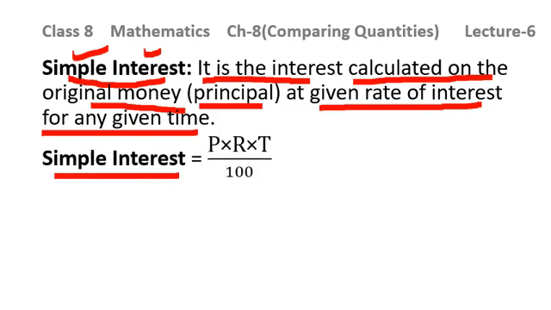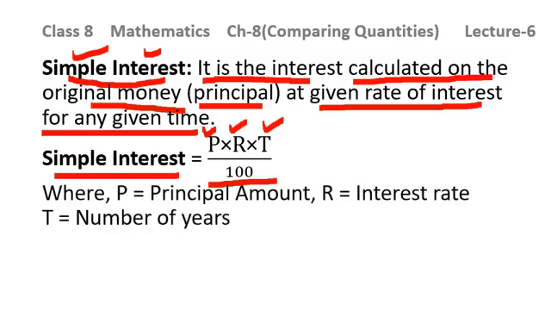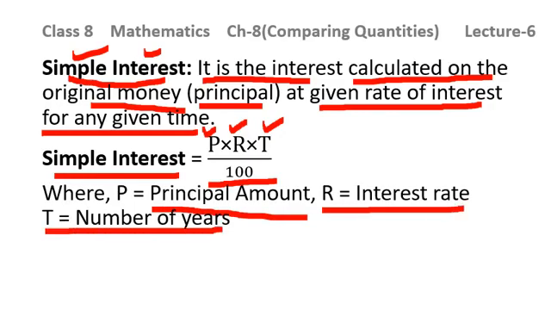The interest is calculated on the principal for a given rate of interest for any given time. So this is the formula of simple interest: SI is given by P into R into T divided by 100, where P is the principal amount, R is the interest rate and T is the number of years. So this is clear to you.